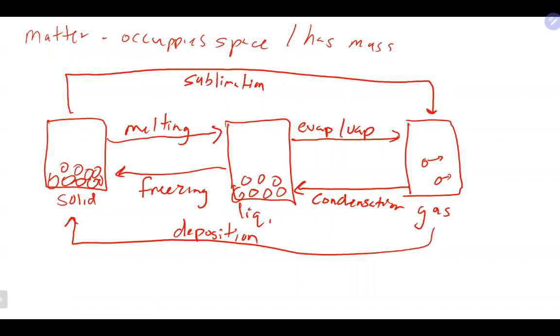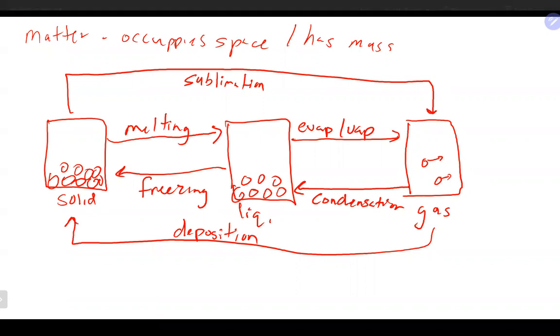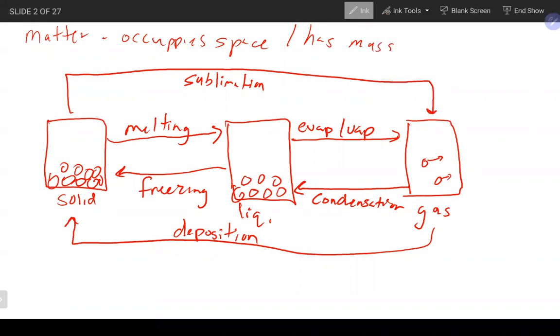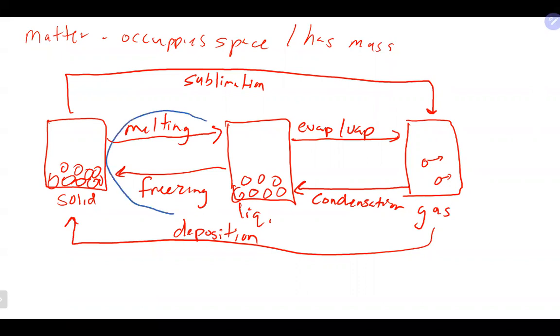Now, when we talk about these processes of melting or freezing, does melting and freezing occur at different temperatures or the same temperatures? Actually, these things do occur at the same temperature. It's what is sometimes referred to as the normal melting point or freezing point of a substance.